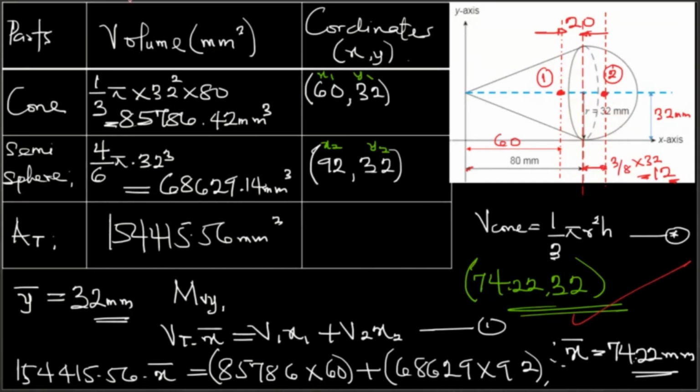So in this case, instead of us using area, we're going to use volume, because it is a solid object. Instead of calculating the moment of area, here you calculate the moment of volume about the axis of rotation. Any questions, guys?